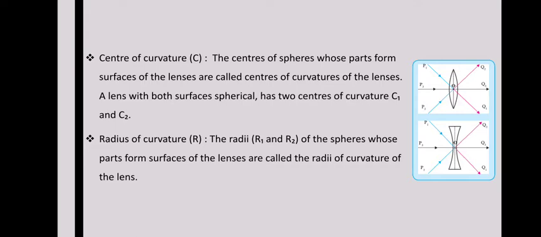Radius of curvature. Now the radii of the spheres whose parts form the surfaces of the lens are called the radii of curvature of the lens, right? Just similar to how you have the center of curvature, the distance between that center and the surface will be your radius. Followed? Followed, students? Yeah. Now moving on to the next.